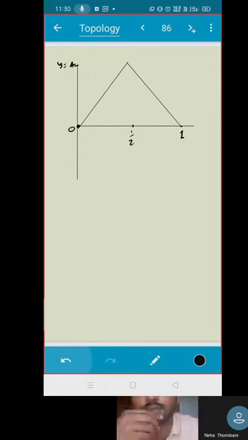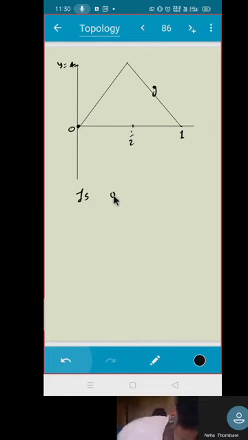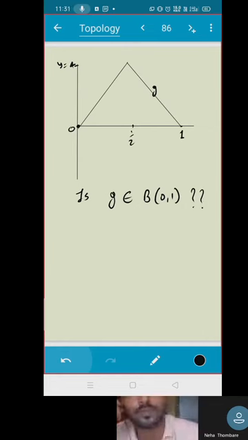Whether this graph lies in B0 or not, you can call this graph G. What do you think? What are you supposed to do first? Whether it is continuous, and it is in 0 to 1. No, that seems okay, no?